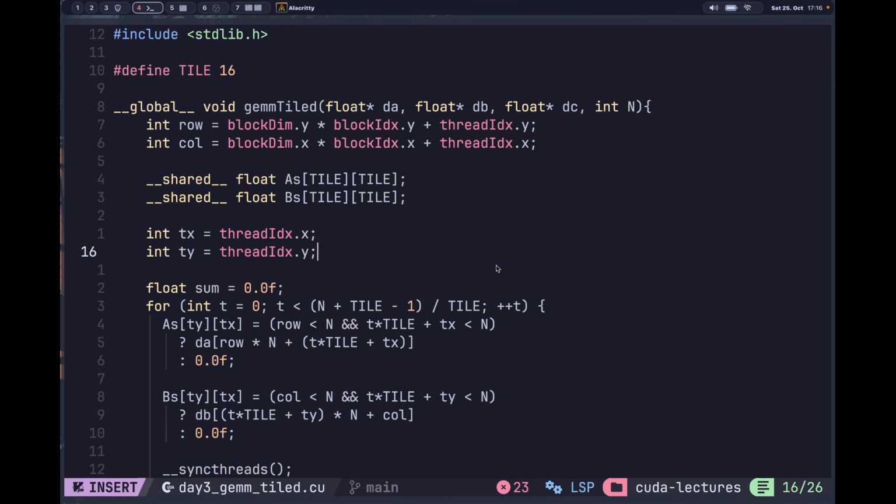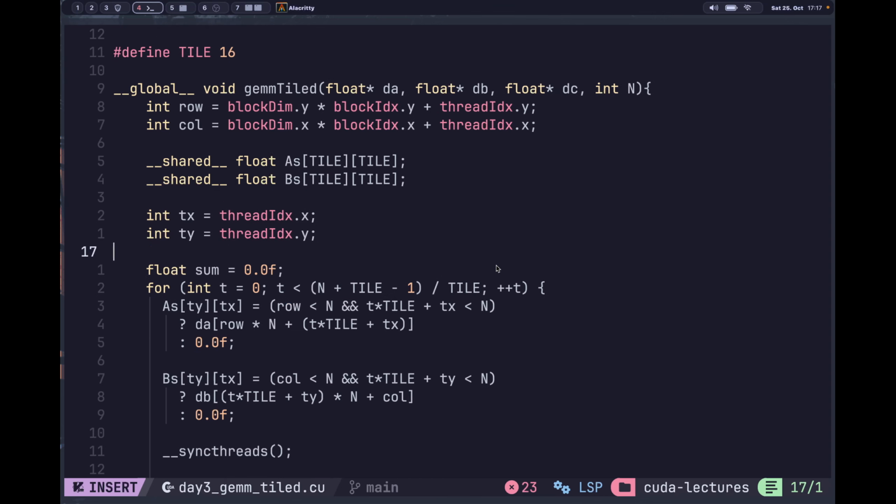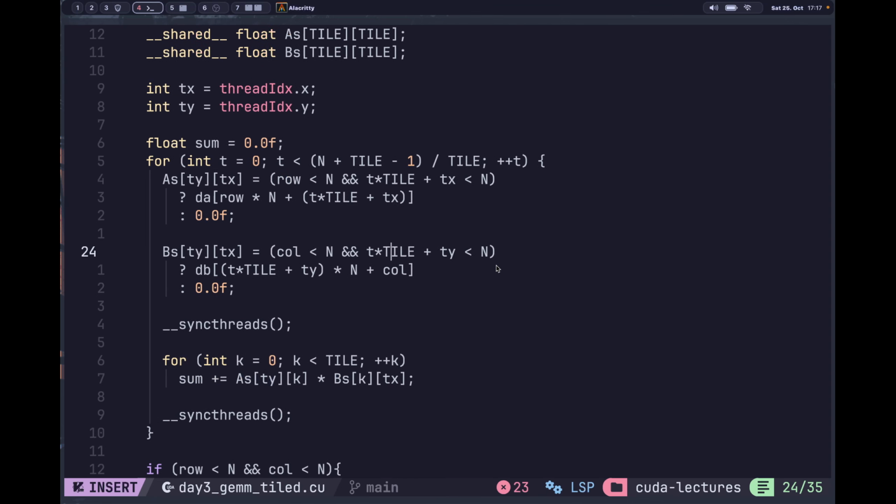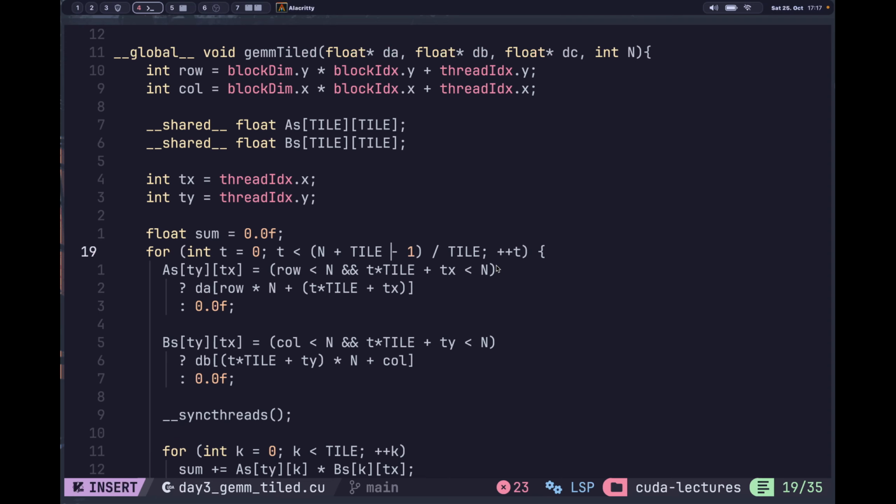Then we are just saving the thread ID in the x direction and the y direction in tx and ty just to ease our calculations. Now we are declaring a variable called sum where we will store the product, aggregate it, and finally we will store it in C. The important line to understand here is what this for loop is doing.